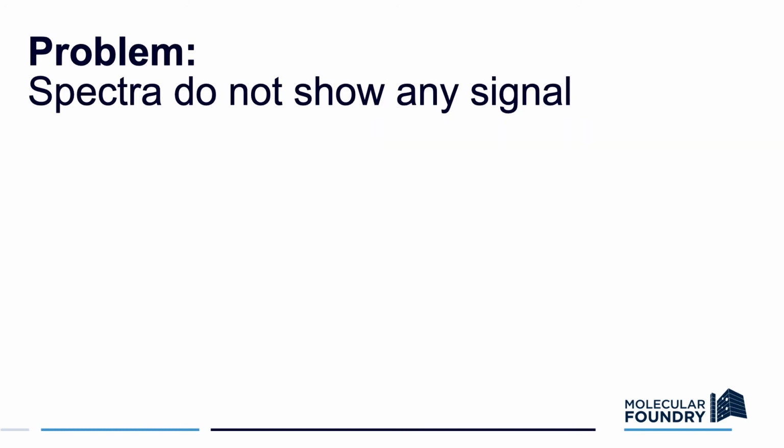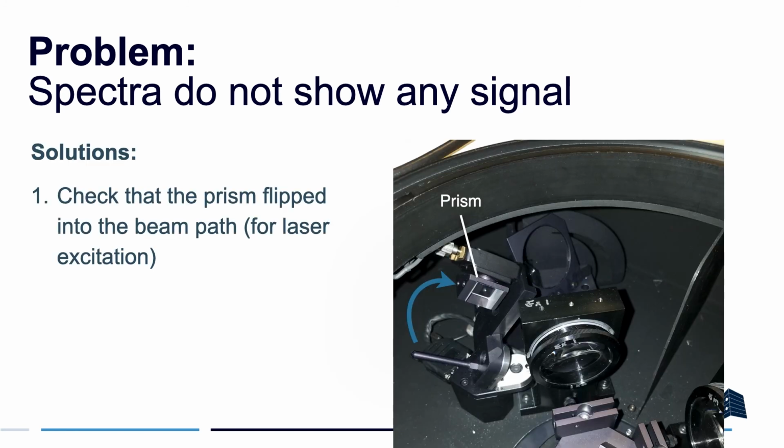A common problem is that people will measure a spectrum and not see any signal. One of the solutions is to check that the prism is flipped into the beam path if you're using a laser, or check the prism to make sure it's flipped out of the beam path if you're using the lamps.